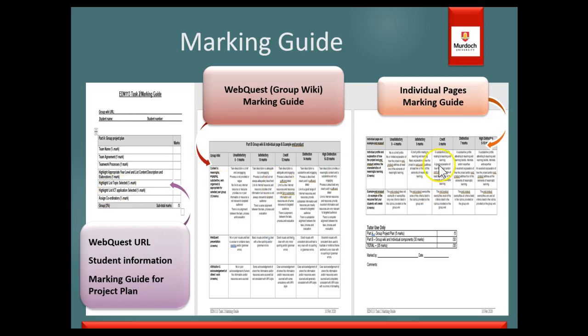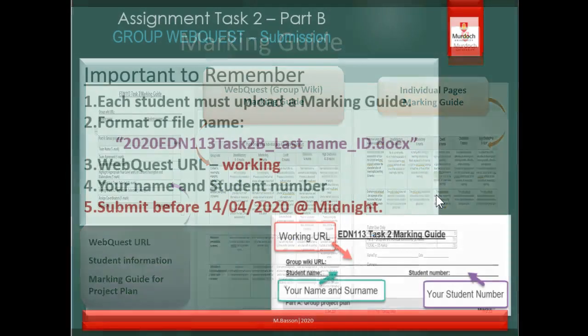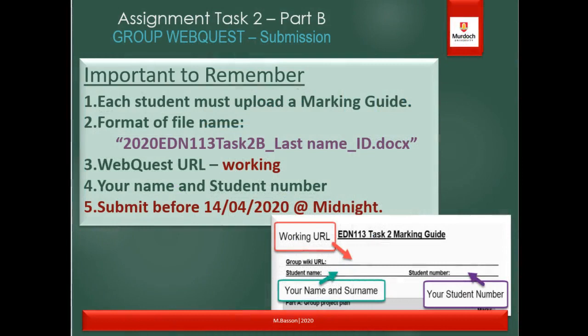So there are 3 sections. Section A and section B, part 1, will be group marks, whereas this part is an individual mark. So assignment 2, part B, web quest submission. It is important to remember that each student must upload the marking key for themselves, and there's the format that you need to use. The URL of the web quest must be working. If it's not working, I can't mark it. Your name and student number must be on it, and it must be submitted before the 14th of April at midnight.